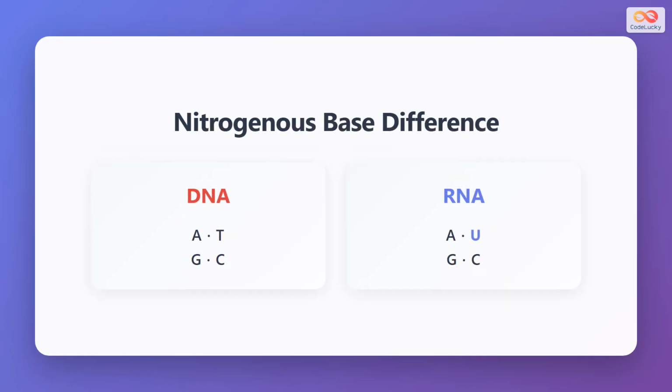Both DNA and RNA use 4 nitrogenous bases, but there's one key difference. DNA uses adenine paired with thymine and guanine paired with cytosine. RNA also uses adenine, guanine, and cytosine, but instead of thymine, RNA uses uracil. So in RNA, adenine pairs with uracil, while guanine still pairs with cytosine. This substitution of uracil for thymine is one of RNA's defining characteristics.